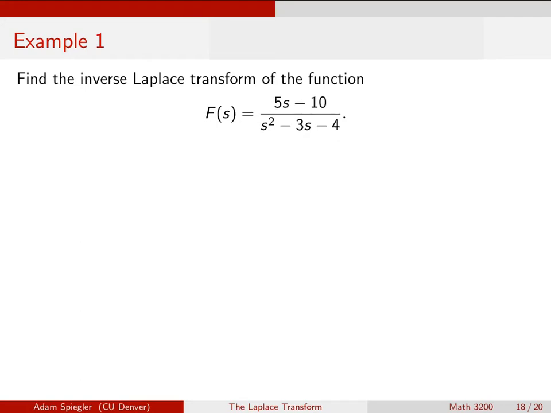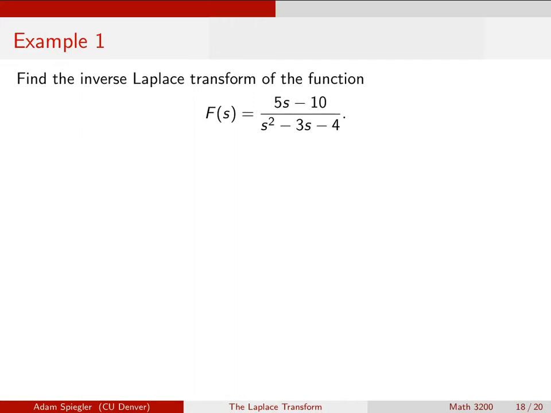Okay, so in this video we want to find the inverse Laplace transform of this function F(s), which is (5s - 10) over (s² - 3s - 4). I'm going to assume you've got this table of common Laplace transforms in front of you, and you're looking at the right column of that table, trying to identify which of those expressions this most looks like. And it really doesn't look like any of them.